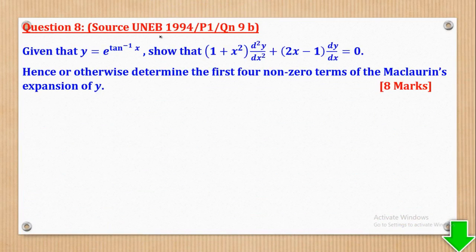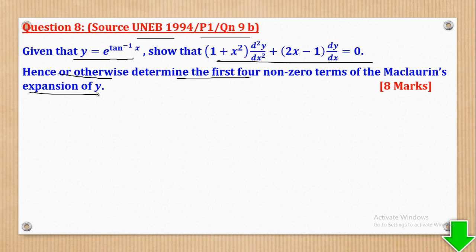Then question 8 came from UNEB 1994, paper 1, question 9b, and says, given that y is equal to exponential of arctan x, show that this is equal to 0. And hence, or otherwise, determine the first four non-zero terms of the Maclaurin's expansion of y.